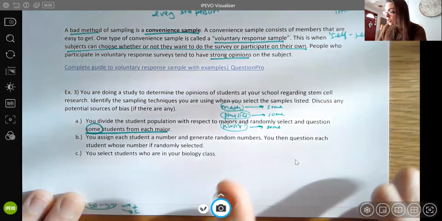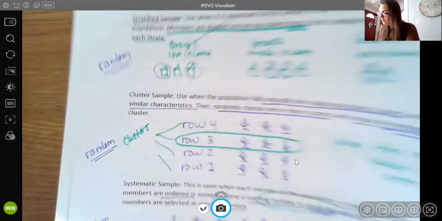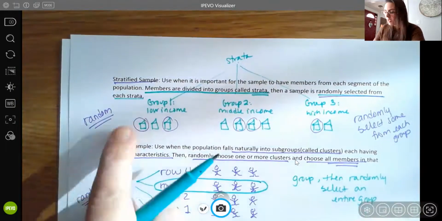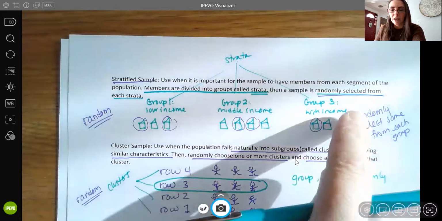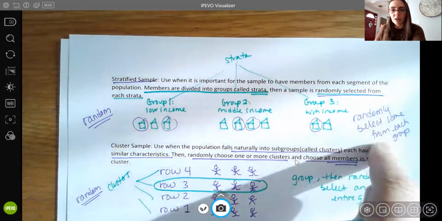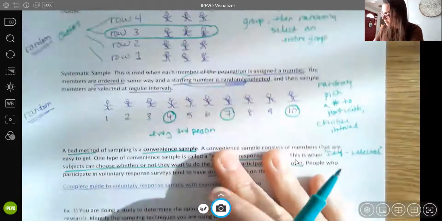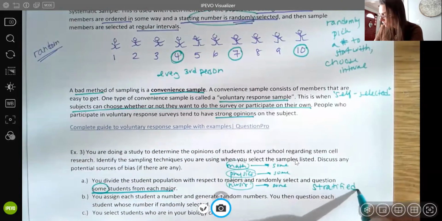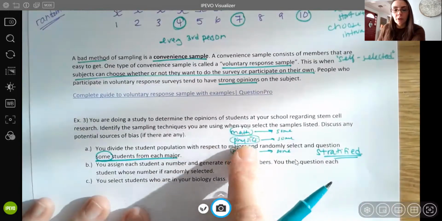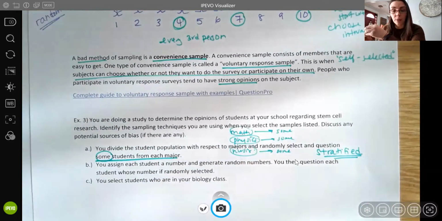If you go back to your definitions up top here, this actually is a stratified sample, right? So I'm grouping everybody first, and then I'm randomly selecting some from each group. So this is stratified. If I grouped first and then took the whole group, that's cluster. Okay, so if I'm just taking some from each group, that's stratified. If I'm just choosing whole groups, that's cluster.